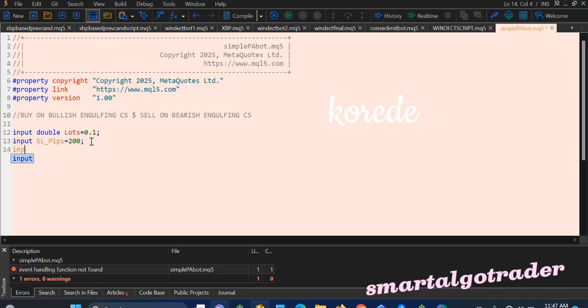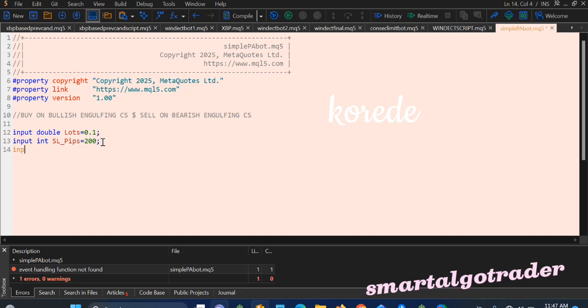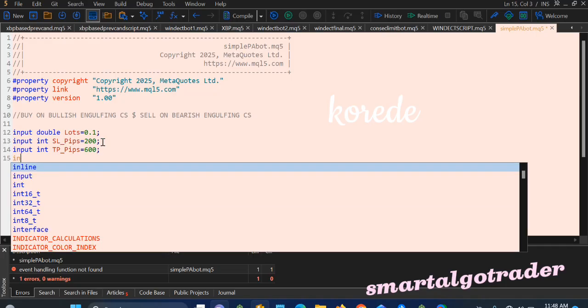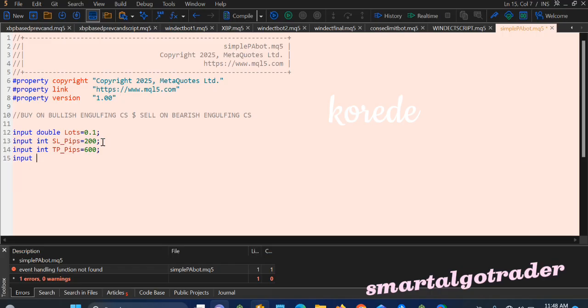So let's make the other one. There's what we call integer, double and a lot of things, so it will give us an error if I don't change it right away. But as a developer, you have to look at your mistakes and correct them. So TP pips as well. Let's make this one 600, so 60 pips on brokers. And if we discover it is giving us 600, we're going to change it. It can easily be changed.